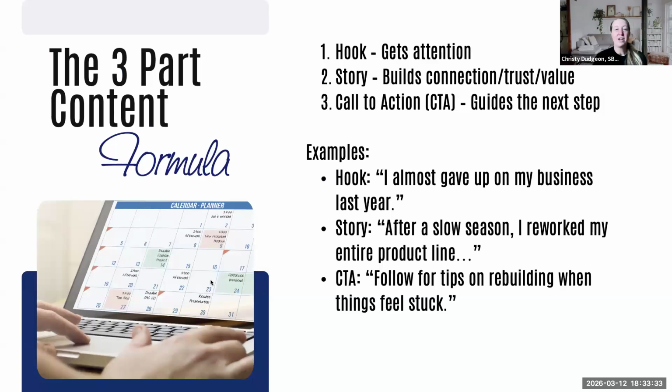So, a 3-part content formula. When you're creating content, you want it to have these 3 things in it. The first is a hook. That's what grabs someone's attention. Sometimes this is a question, sometimes it's a statement, sometimes it's a word, and this is videos specifically, right? We can also have this in just a text post or a caption associated with a picture. That hook is going to grab our attention. That's literally why it's called a hook, right? It's grabbing us. Then we have the story.